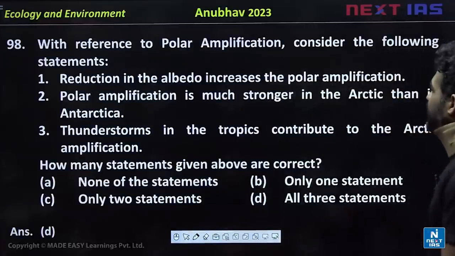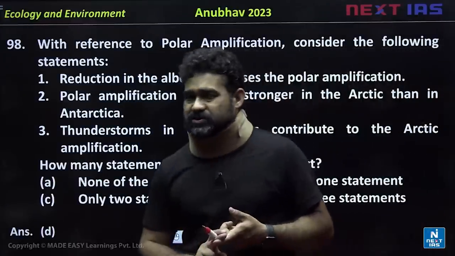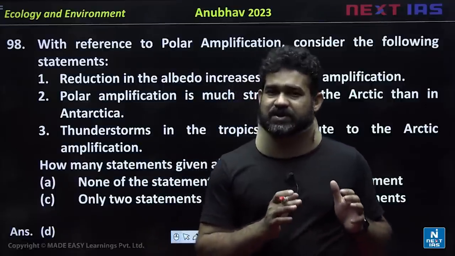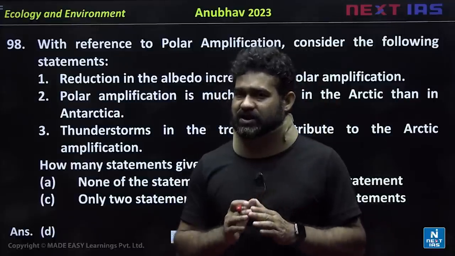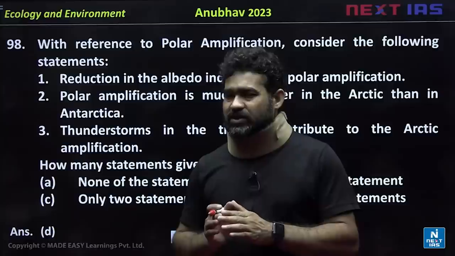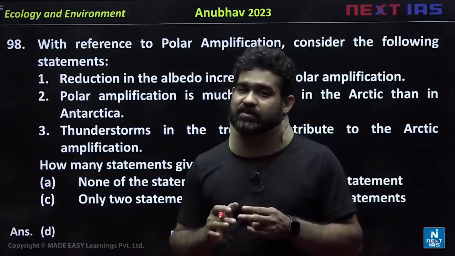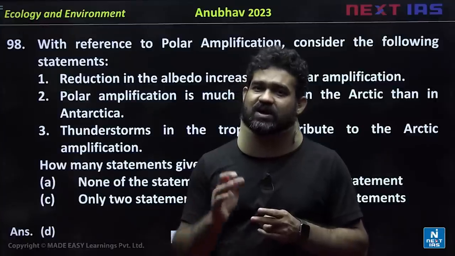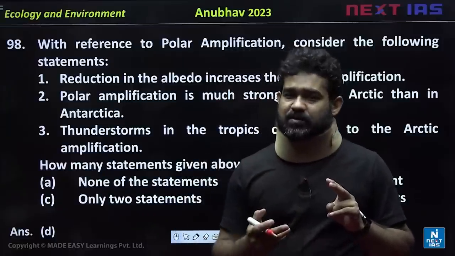With reference to polar amplification, we have already seen in the class polar amplification, Arctic amplification. So what is polar amplification? On an average basis, the average temperature increase is faster in the polar areas in comparison to the other latitudes, especially the lower latitudes. Number two, within the polar areas also, the Arctic amplification is there. So it means the Arctic is warming at a faster pace in comparison to the Antarctic. So two points are there.